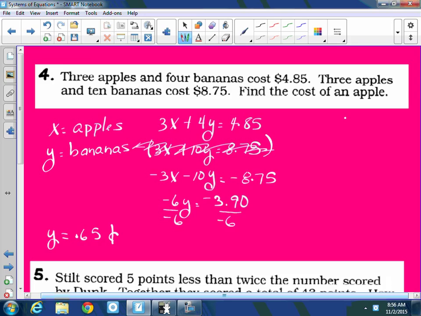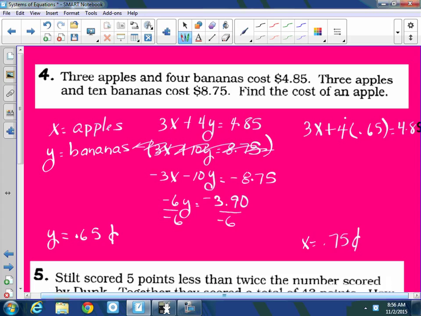Now I'm going to plug it in. I'm going to plug it in the top one. So 3x plus 4 times 0.65 equals 4.85. At this point, I would just let the equation solver solve it. If you want to solve it by yourself, it's okay, but I would use the equation solver. 75 cents? Yes.